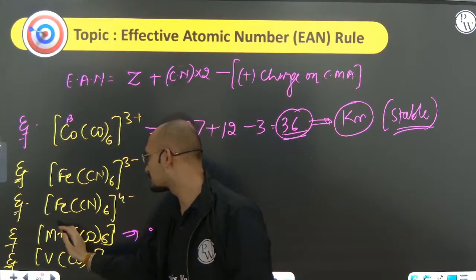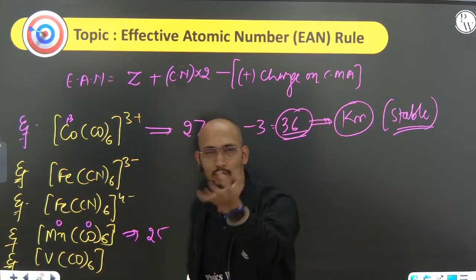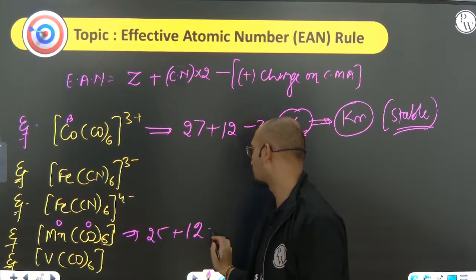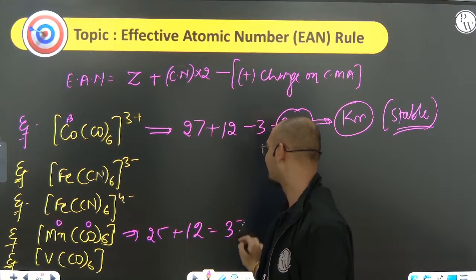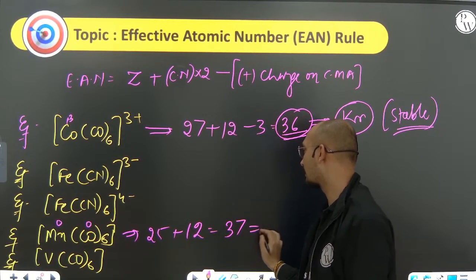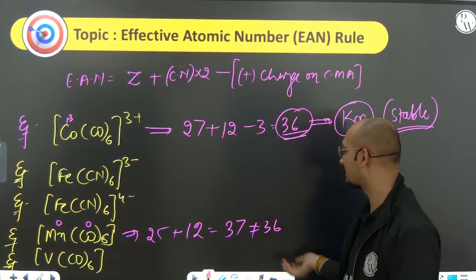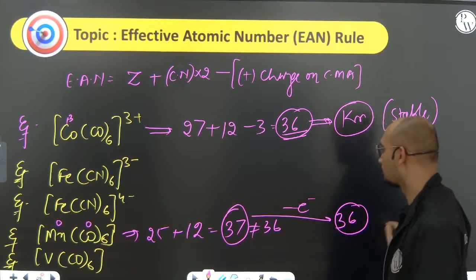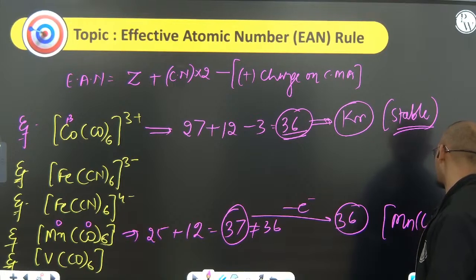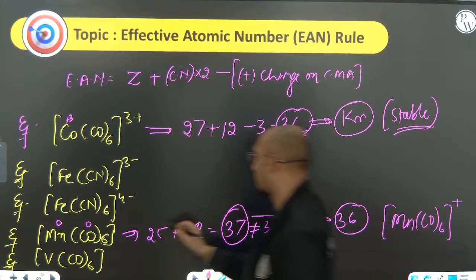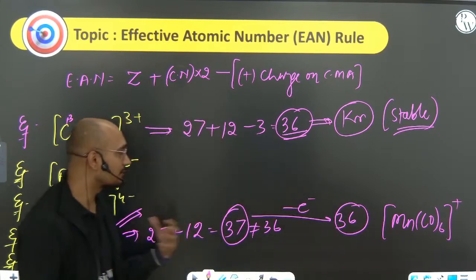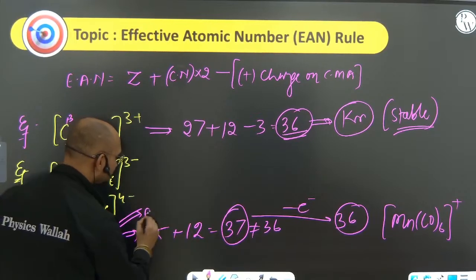Now let's talk about Mn(CO)6. Mn is 25. The charge on manganese is 0, because carbonyl also has 0 charge. There are 6 carbonyls, and 6 twos are 12. There is no charge, so it is 37. 37 is not equal to 36, so it can lose one electron to convert into 36. After losing it, it converts into [Mn(CO)6]+. Something that gives the electron gets oxidized, so it is acting as a reducing agent.